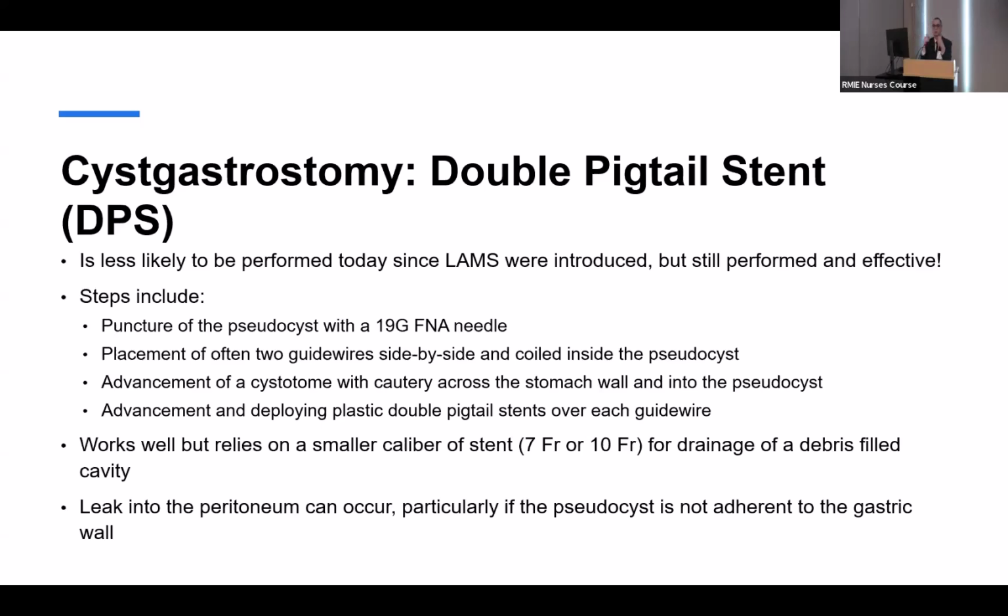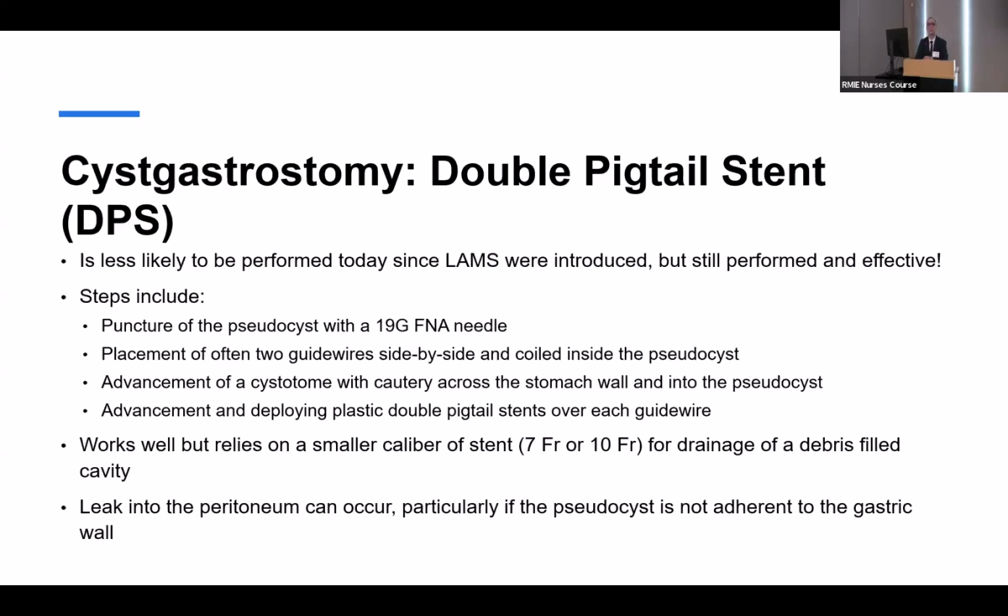And then what you'll do is just deploy the double pigtail stents one at a time over each guide wire, usually under fluoro. Again, the downside of this is you're using a smaller caliber stent. So these are usually 7 or 10 French stents. Usually the 7 French, it's just hard to push a 10 French double pigtail through things, especially when you're using an EUS elevator as opposed to an ERCP elevator. So you may not get as immediate drainage and symptom relief as you'd like, and sometimes they can clog.